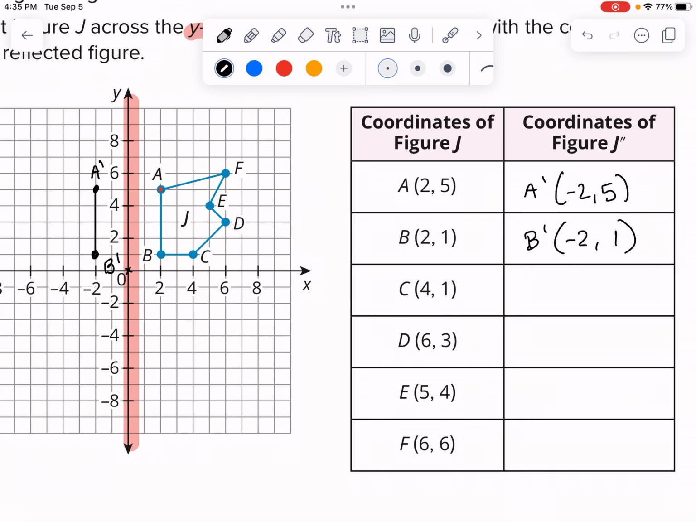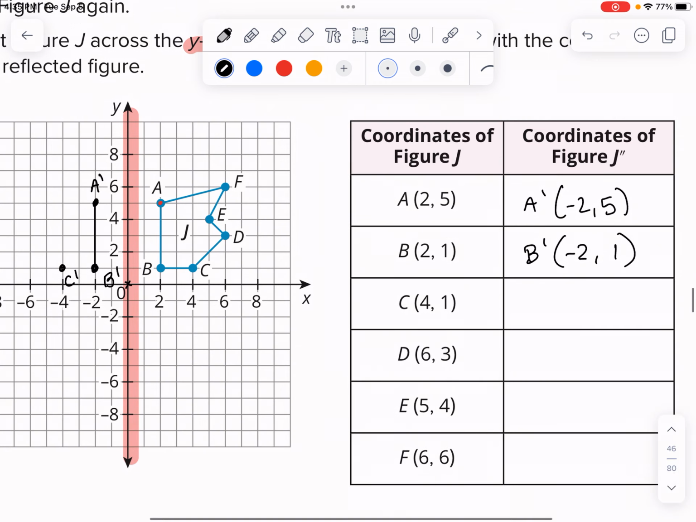Let's go to C prime. So that is 1, 2, 3, 4 to the left. Now we're going to go 1, 2, 3, 4. Oh, sorry, 4 to the right. Now it's to the left, so 4 to the left. C prime, that's the coordinate -4, 1.